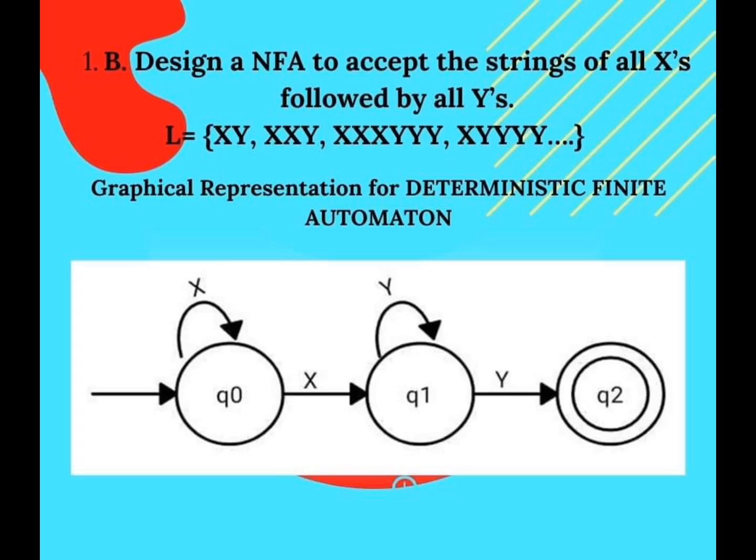Now, let's talk about the transition function and graphical representation for the non-deterministic finite automaton. The initial state Q0 goes to itself on input X. Q0 goes to Q1 on input X. Q1 goes to itself on input Y. And lastly, Q1 goes to Q2, the final state, on input Y.